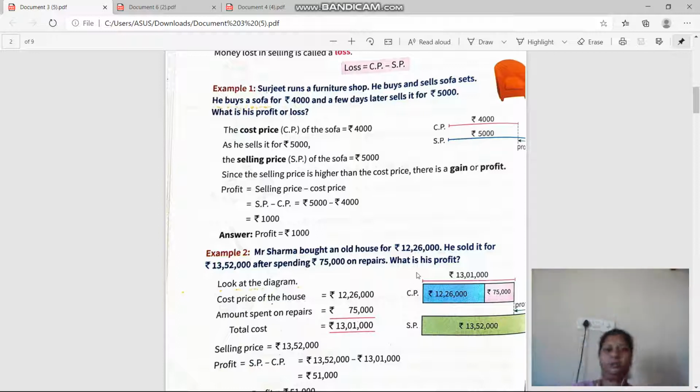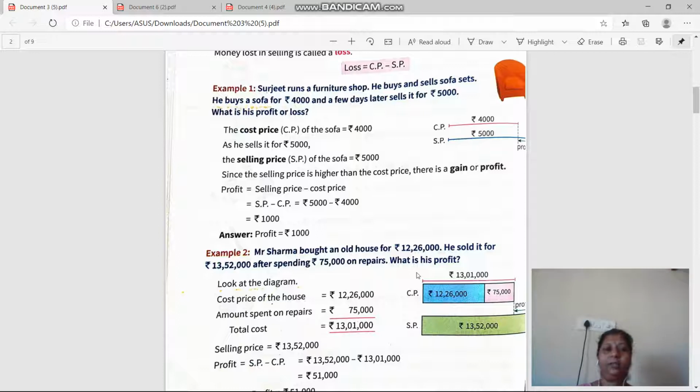So Mr. Sharma bought a house. So what is this price? This is the cost price. But what is the money spent on repairs? That is the overhead charges, whatever repairing, painting, or extra expenditure. Okay, so these overhead charges we have to add to the cost price, so that we get the real cost price. So real cost price is equal to 12 lakh 26,000 plus 75,000. We get the cost price. So what is the cost price? 13 lakh 1,000. Get it?